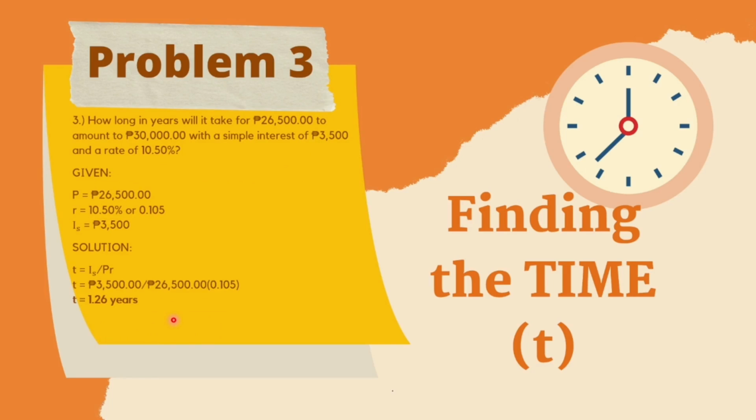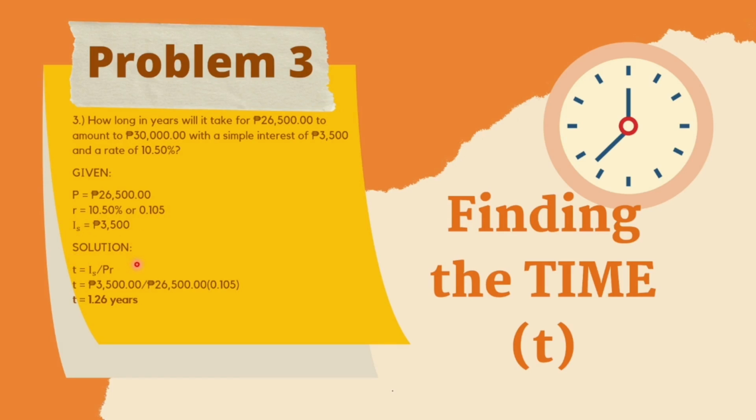Now let's head on to question number 3. How long in years will it take for 26,500 pesos to amount to 30,000 pesos with a simple interest of 3,500 and a rate of 10.50%? So we have here the following given. The given P or principal is 26,500. The given R or rate is 10.50%, or when divided by 100 will become 0.105. And the given simple interest of 3,500 pesos.